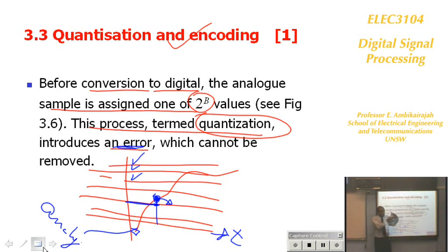Because I don't have enough levels, I have to approximate to one. That's called the quantization error. I'm trying to quantize the signal and I can't reach that level, therefore I push it to the nearest one. Therefore this particular sample has got error, which is called quantization error.